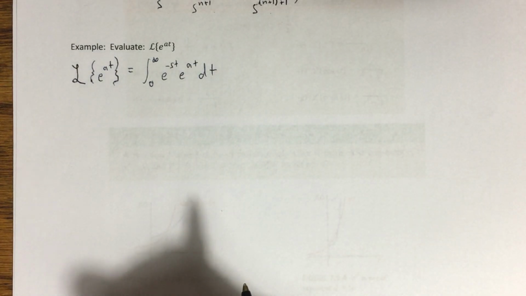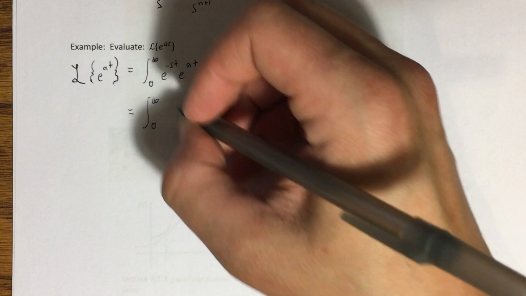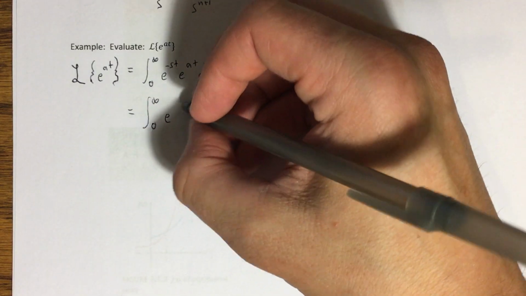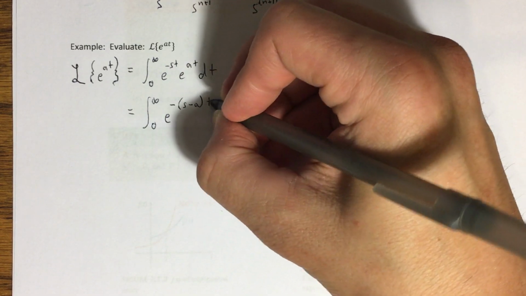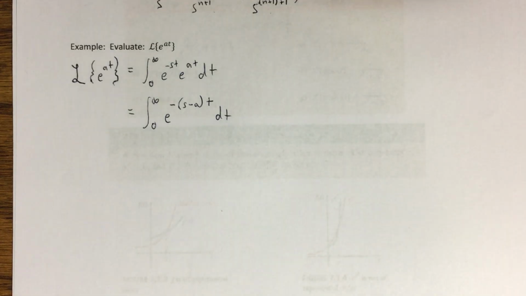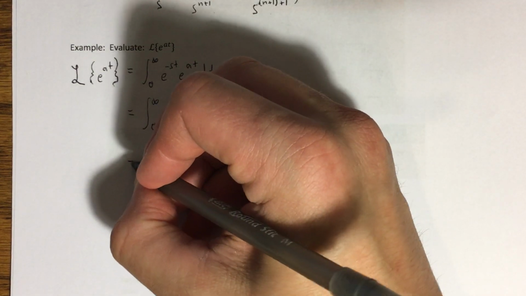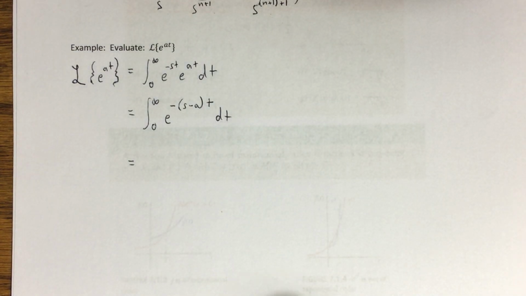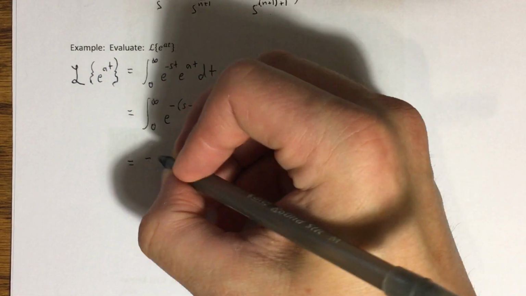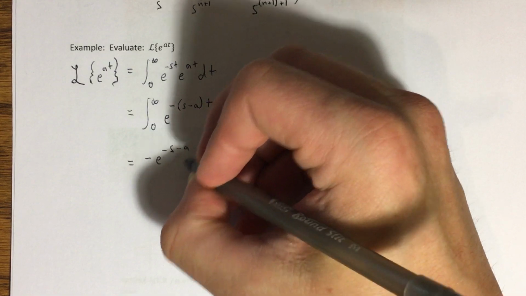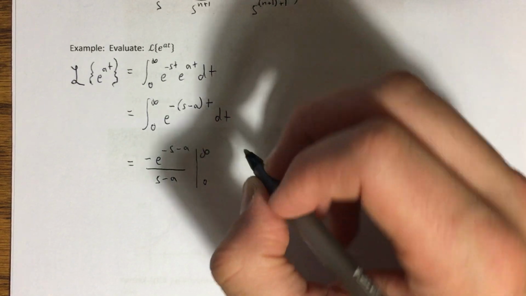And you should be able to see pretty easily that we can combine some stuff here. So this is equal to the integral from 0 to infinity of e to the, let's write it this way, negative s minus a t dt. Now this one integrates really, really nicely. This is an easy one to do. So integrating this guy, we're going to get negative e to the negative s minus a t over s minus a from 0 to infinity.